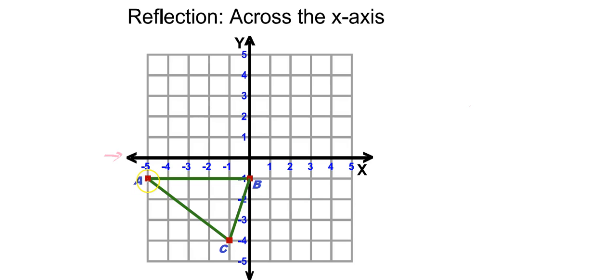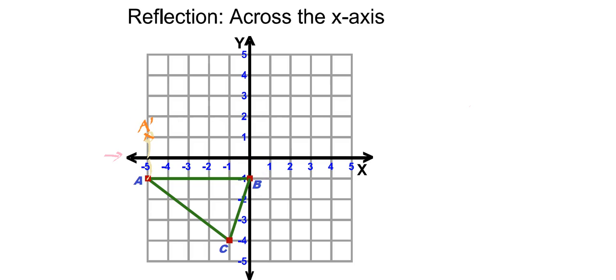So let's deal with point A. We take point A and we count how many squares it is until you get to the mirror line. In this case, it's 1. So on the other side, we count the same number of squares, 1. So right here is where we put A dash.